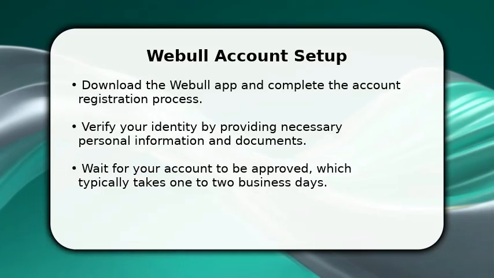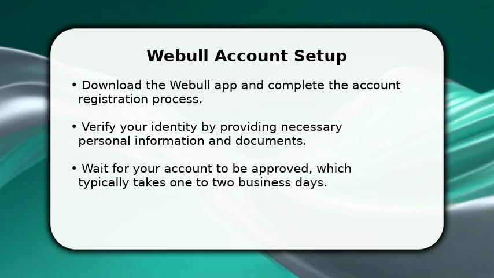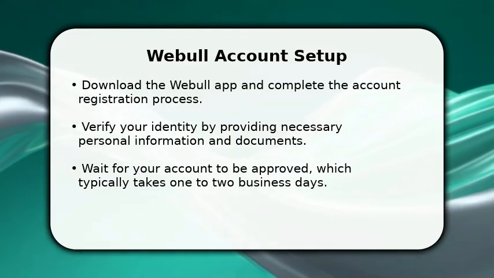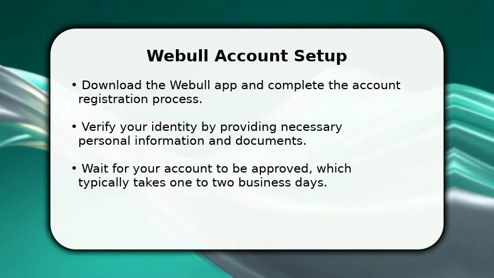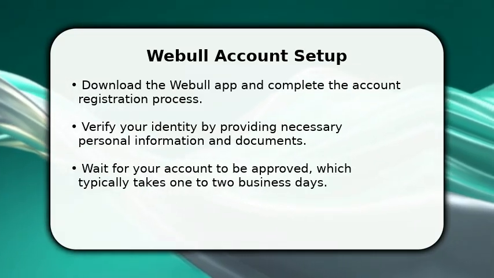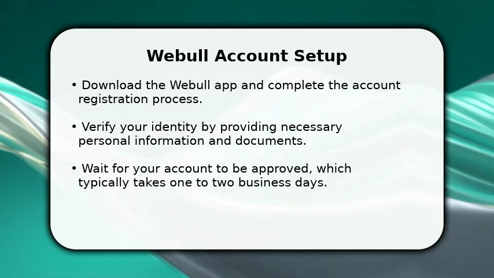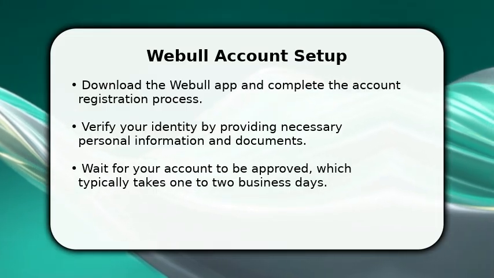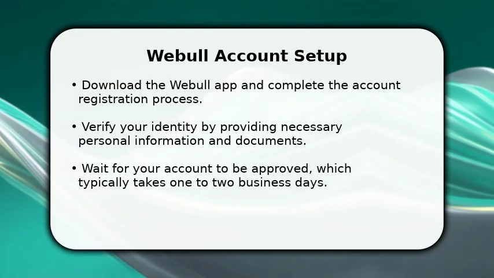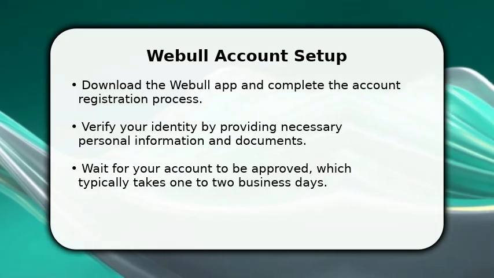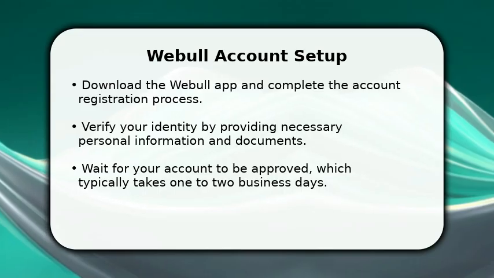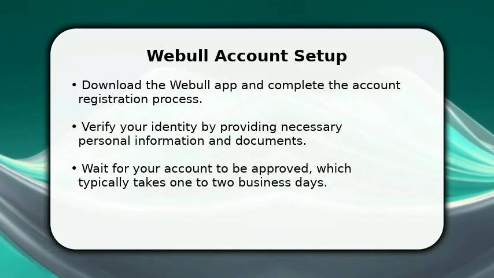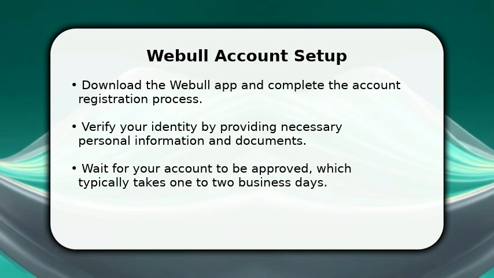In this video, I will explain how to buy a stock on Webull. First, download the Webull app from your App Store and begin the account registration. You'll need to provide some personal details and verify your identity, which is a standard security measure. This process usually takes just a few minutes to complete. After submitting your information, Webull will review your application, and approval typically occurs within 1 to 2 business days. Once approved, you're ready for the next step.